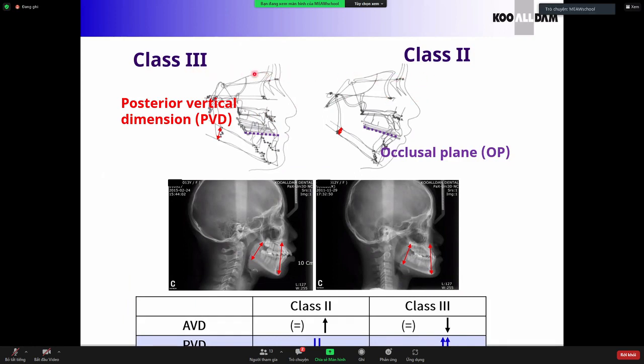What is the difference between class 3 and class 2 malocclusion? This posterior vertical dimension is the red arrowhead. Which one is sufficient? Class 3. On the other hand, this is the occlusal plane. Which one is flat? In class 3, it is flat.